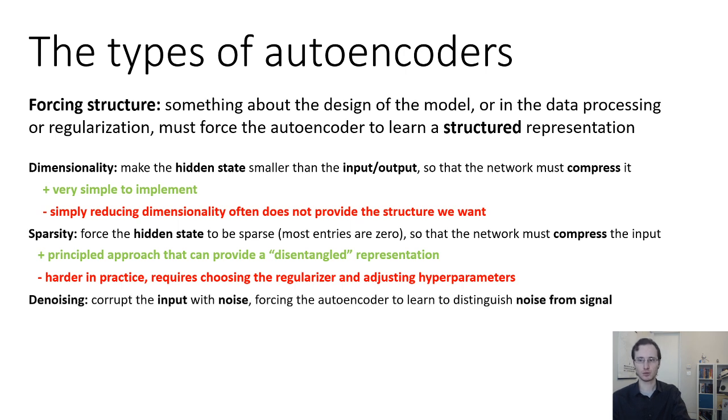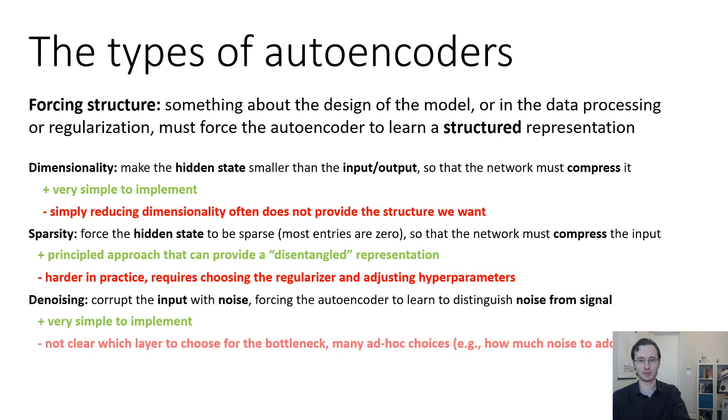The denoising autoencoder corrupts the input with some kind of noise, forcing the autoencoder to learn to distinguish noise from signal. This can be very simple to implement, but it requires making a number of design decisions that are a little bit ad hoc. For example, it's not clear which layer to choose for the bottleneck. Which layer becomes the hidden state? Which layer is most useful as the hidden state? Well, you don't know. You typically pick something like the middle layer, but it's a little bit of an ad hoc choice. There are many other ad hoc choices. How much noise to add? Where to add that noise? So if you can make all these choices carefully, you can design a really powerful model, like BERT, but it takes a little bit of effort to figure out the right choices for your particular type of data and your particular type of model.